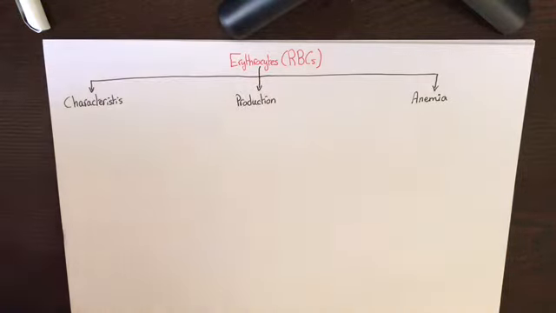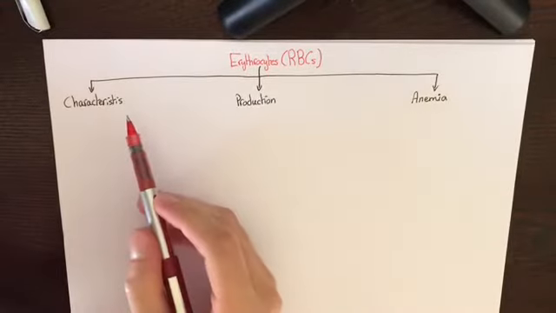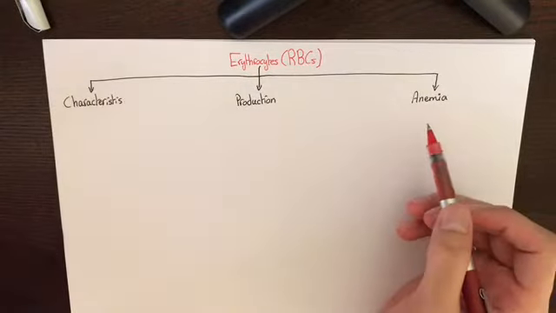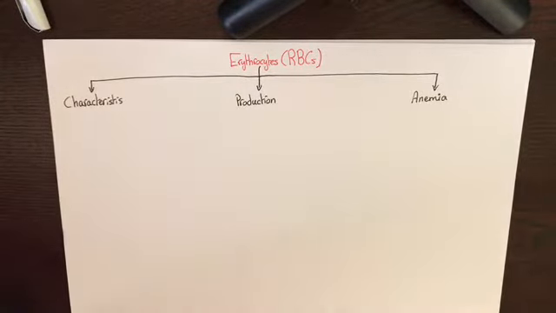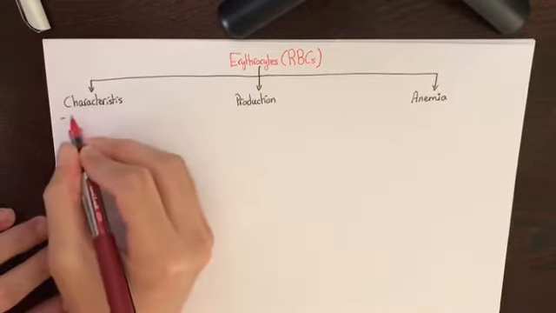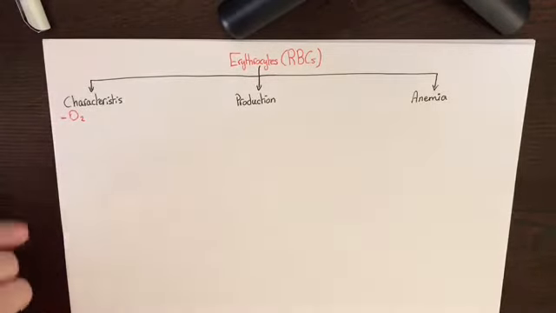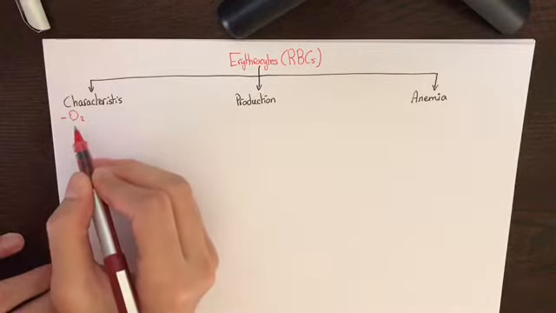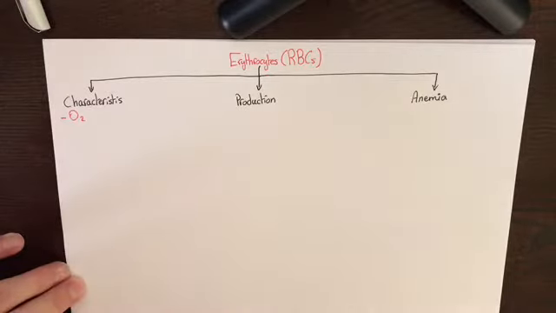Erythrocytes, also known as red blood cells. We'll talk about their general characteristics, how they are produced, and anemia, a disorder of red blood cells. General characteristics: the main function of red blood cells is to transport oxygen to cells and tissues. There are certain structural characteristics of the red blood cell that ensure it transfers oxygen as well as it can.